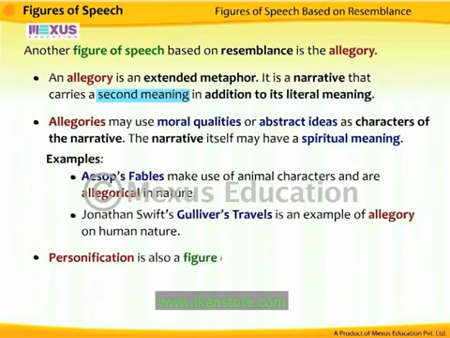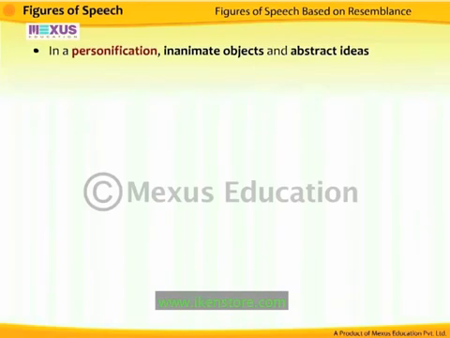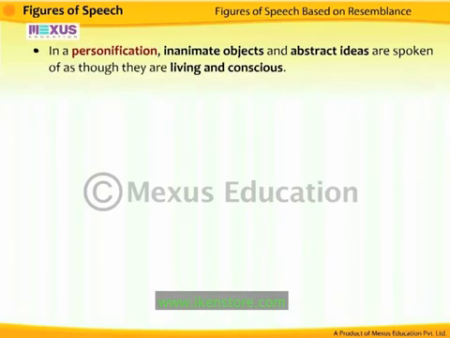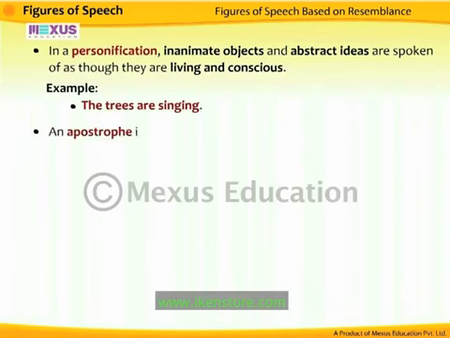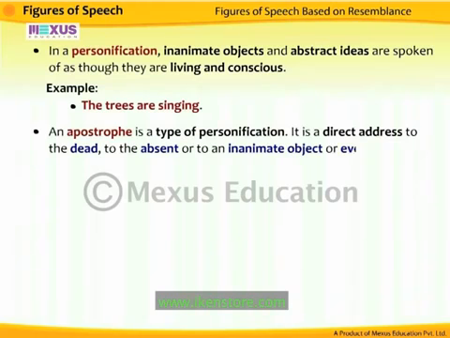Personification is also a figure of speech based on resemblance. In personification, inanimate objects and abstract ideas are spoken of as though they are living and conscious. For example, the trees are singing. The trees are spoken of as though they are living. An apostrophe is a type of personification. It is a direct address to the dead, to the absent, or to an inanimate object or event.